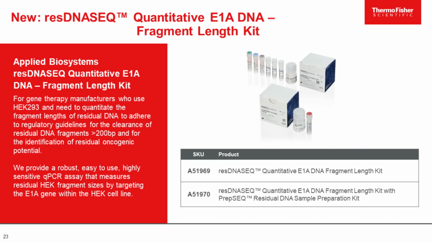Let's start with the E1A assay. It's our newest assay, which we've developed specifically for HEK293 processes to address the aspects of sizing and oncogenicity of the regulatory guidance that we covered earlier. This kit can simultaneously detect and quantify E1A DNA of 3 different fragment sizes.